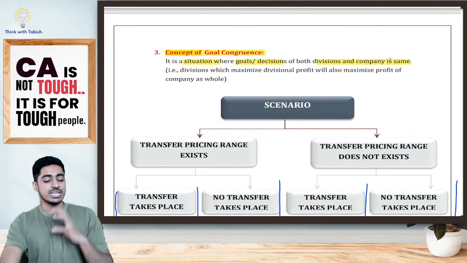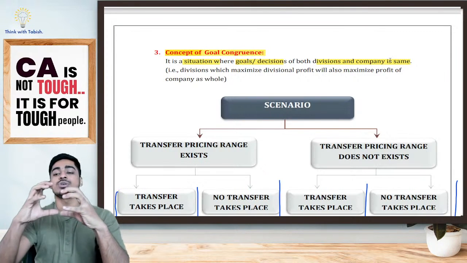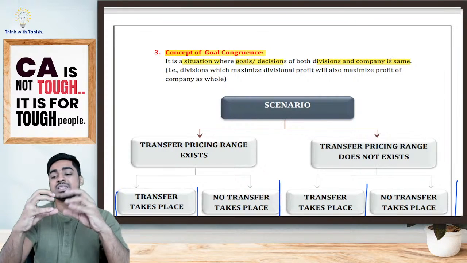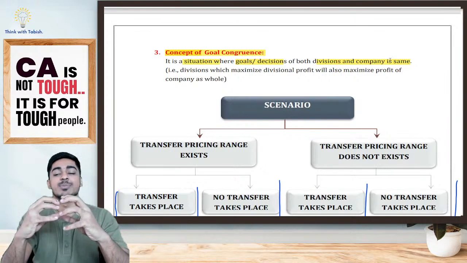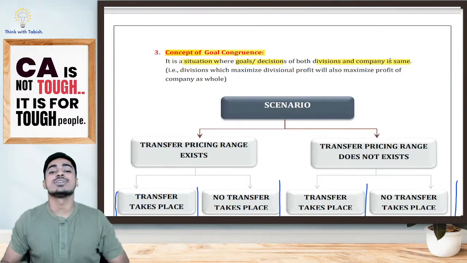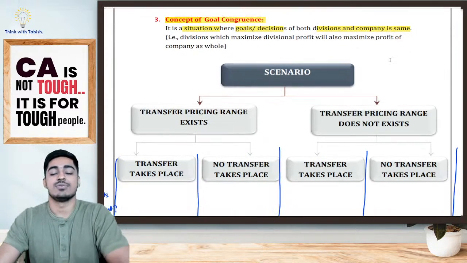Suppose the division is also taking a decision, and the company also wanted you to take the same decision, then you will tell the goals are congruent. The company also wanted you to take the decision, you have also taken the same decision. But if the company wants you to take one decision, you are taking another decision, we are telling goals are not congruent.